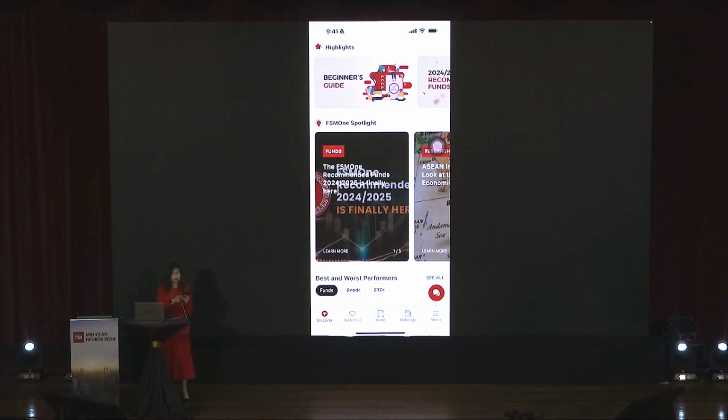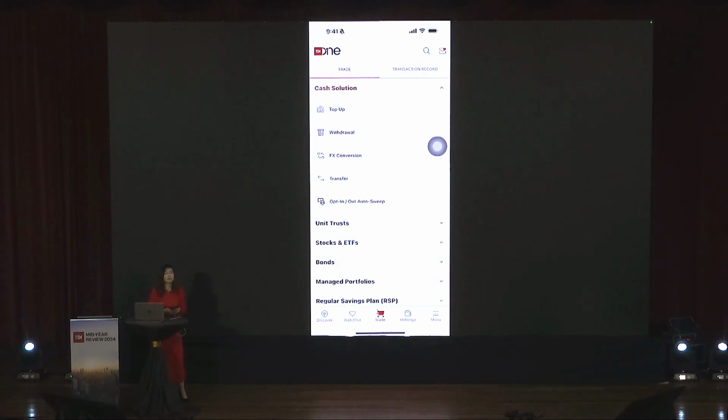So how do you start investing with us? First thing first, you've got to top up money into the platform. Same goes for Touch 'n Go eWallet. I believe everyone here uses Touch 'n Go eWallet. Yes? Without knowing what the Touch 'n Go eWallet can do, you always top up your money first, right? So for us, same thing. You have to top up your money first.